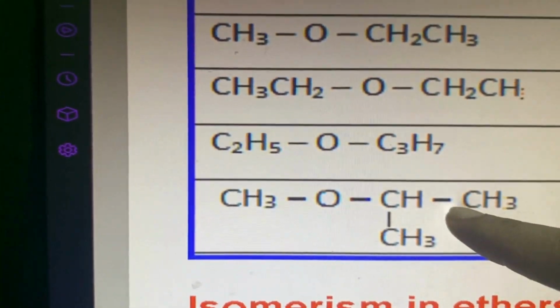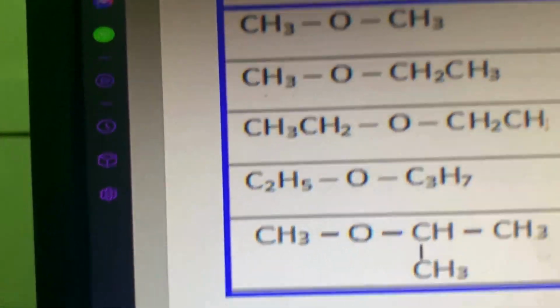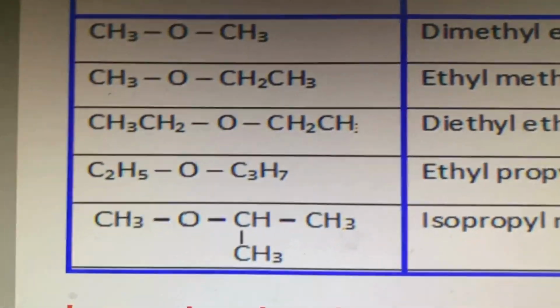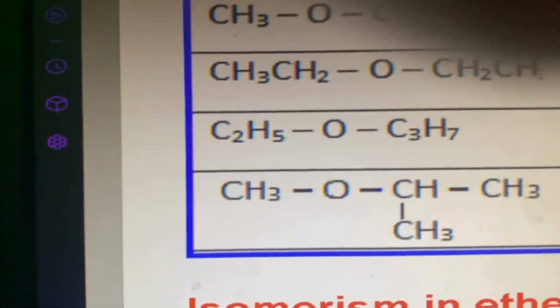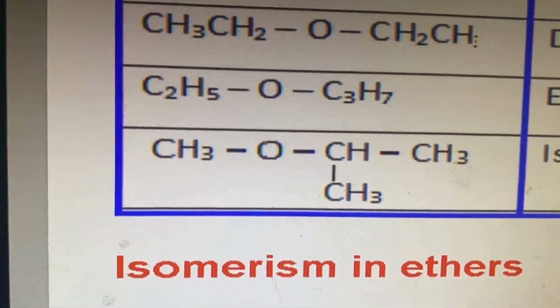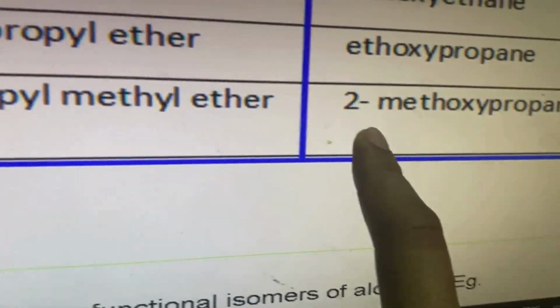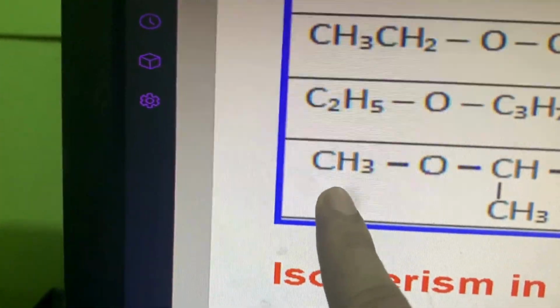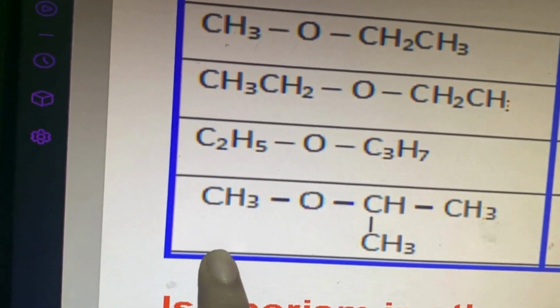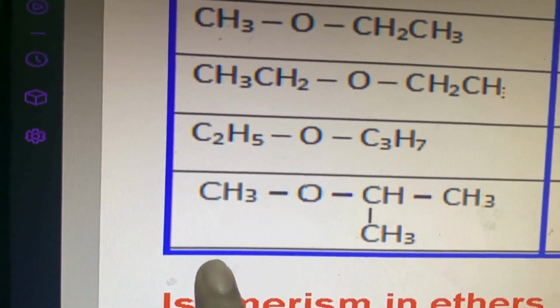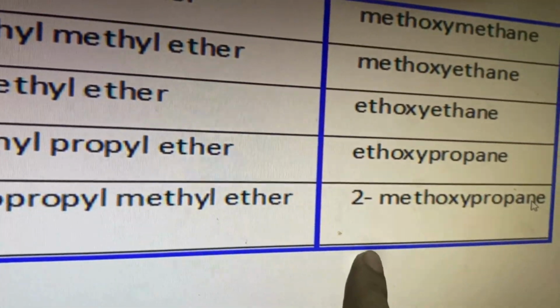So since it is attached to the second carbon from the parent chain, we have to add a locator number where the oxygen is found. Since it is found on the second carbon chain, we have to put 2 before the substituent methyl. Again, to name the substituent, all we have to do is change il to oxy. And now we have the answer here, 2-methoxypropane.